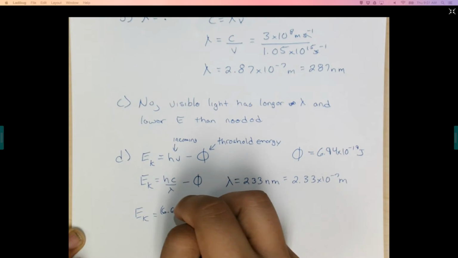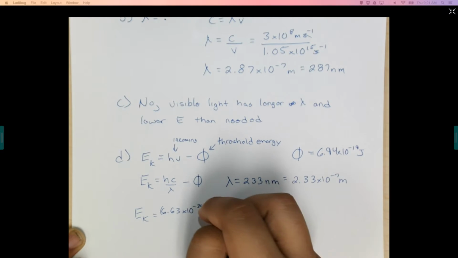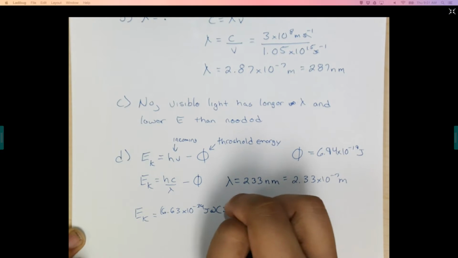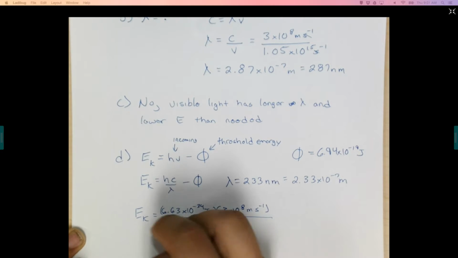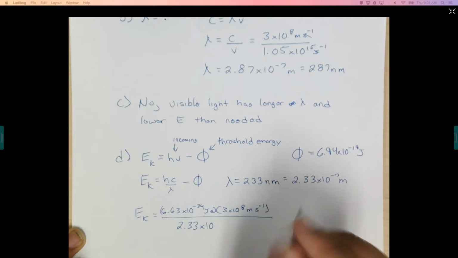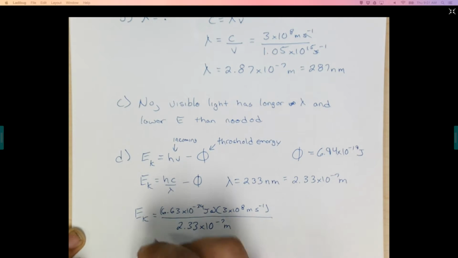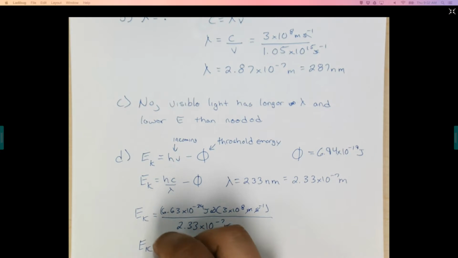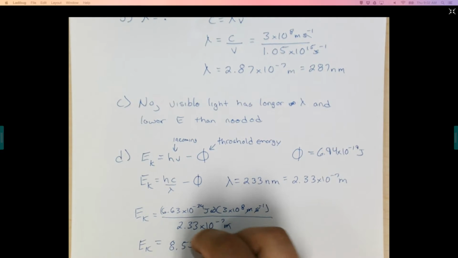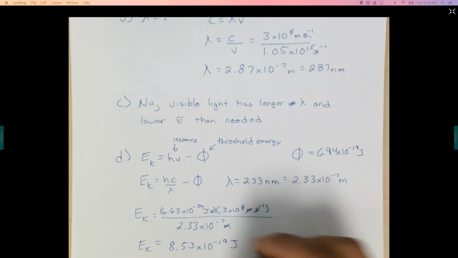6.63 times 10 to the negative 34 joule seconds times 3 times 10 to the 8 meters per second, all over 2.33 times 10 to the negative 7 meters. If we put that in the calculator, we end up with joules. Seconds gone, meters gone. And that is equal to 8.53 times 10 to the negative 19 joules.